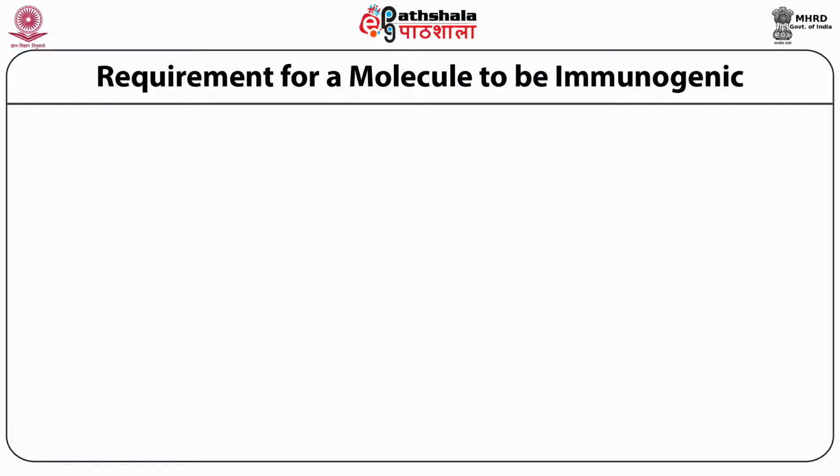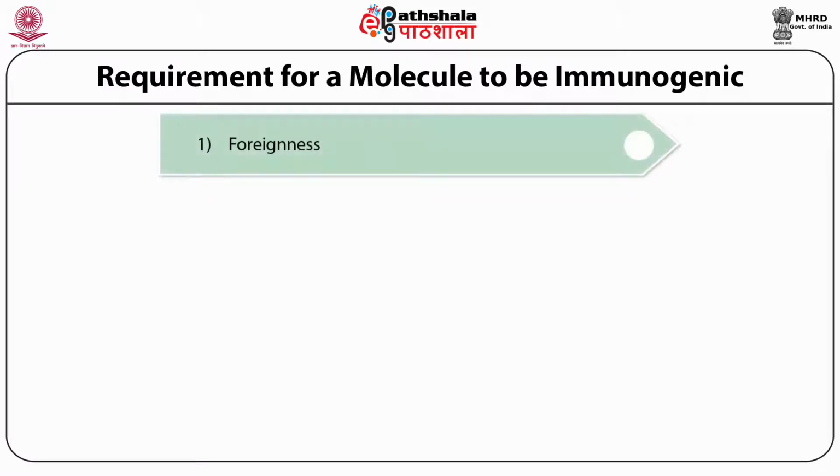There are certain requirements for a molecule to be immunogenic. These requirements are foreignness, actually. I already told you the self and non-self discrimination is the key to getting the immune response. So any molecule which is foreign to the body is bound to get an immune response, in the form of either antibody synthesis or a cytokine response.